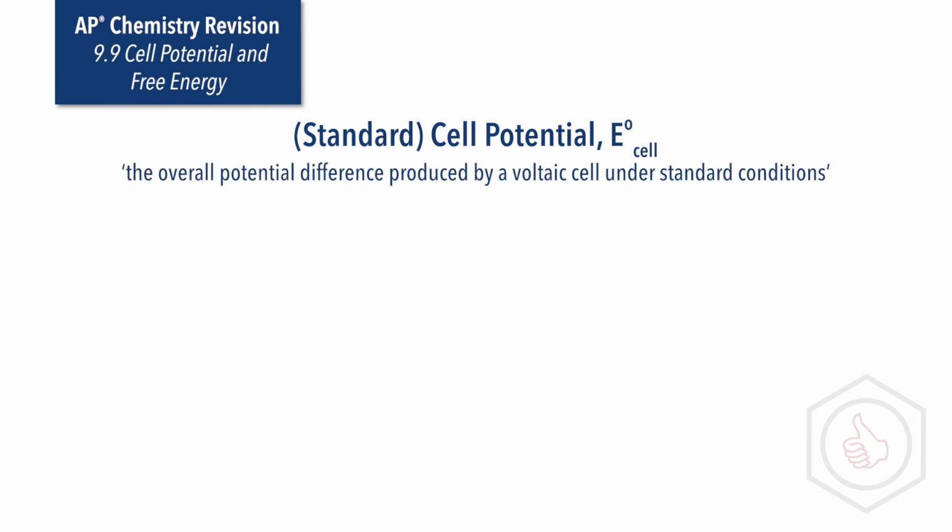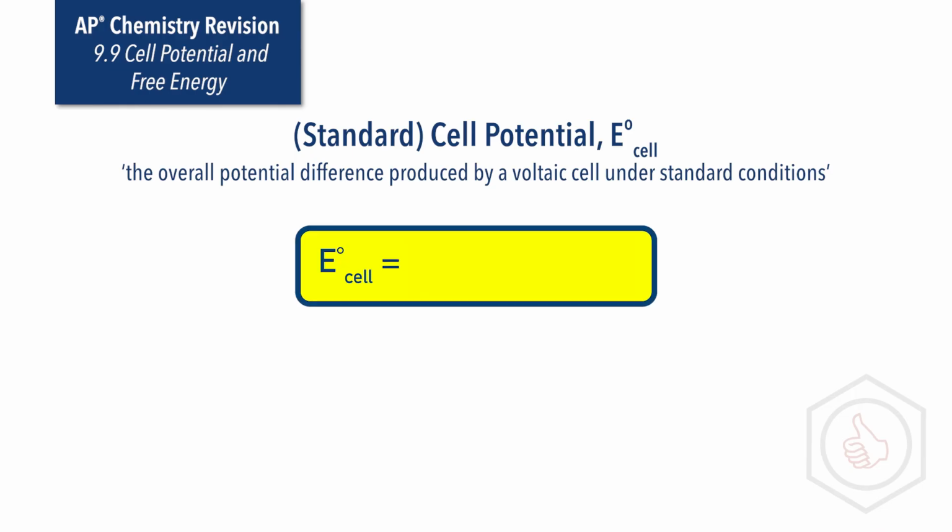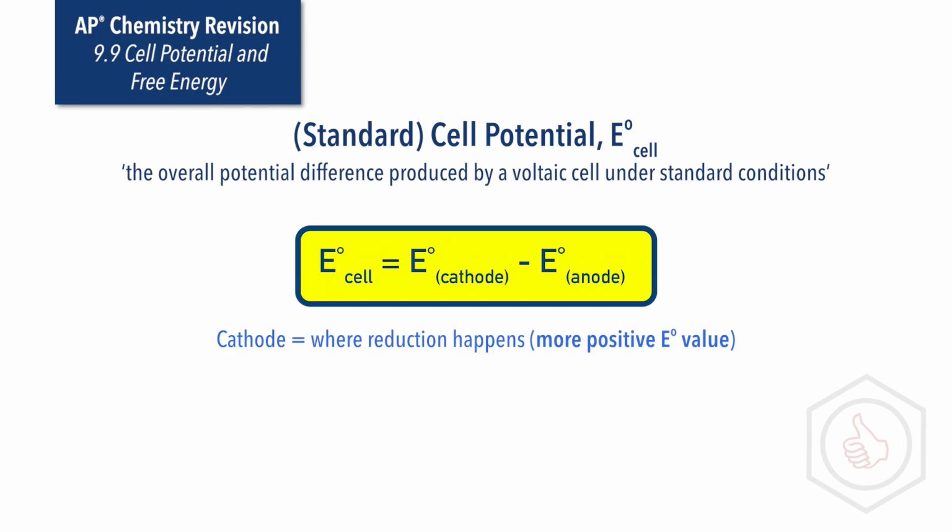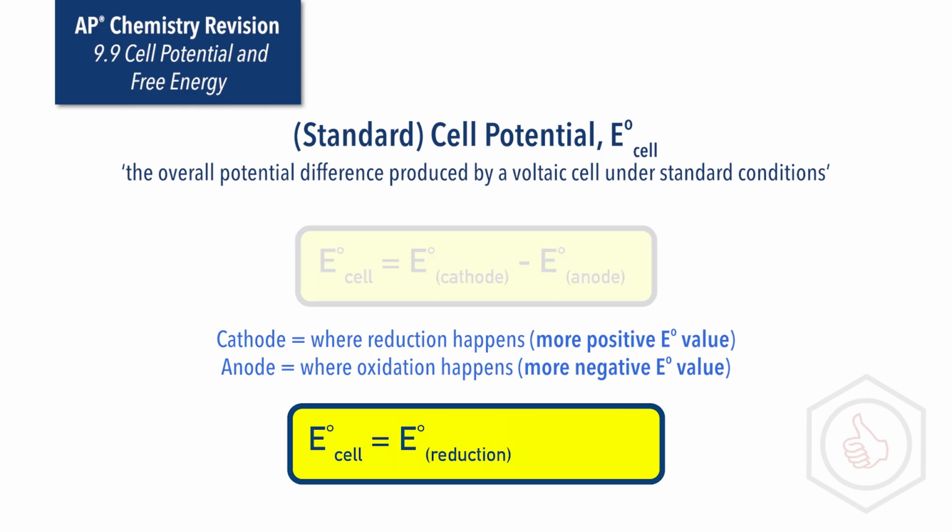It can be used to tell us whether a redox reaction is favorable, where E cell equals E cathode minus E anode. Remember, the cathode is the half cell where reduction happens, so the half cell with the more positive reduction electrode potential, and the anode is the half cell where oxidation happens, the half cell with the more negative reduction potential. Meaning you can also write this equation as E cell equals E reduction minus E oxidation.